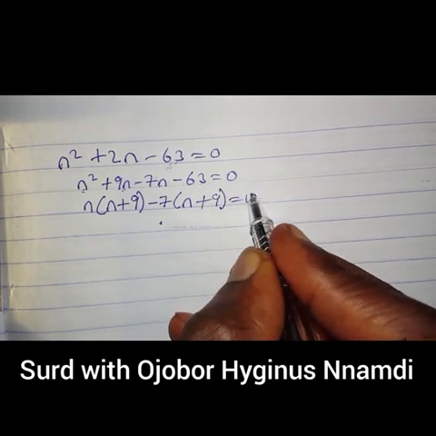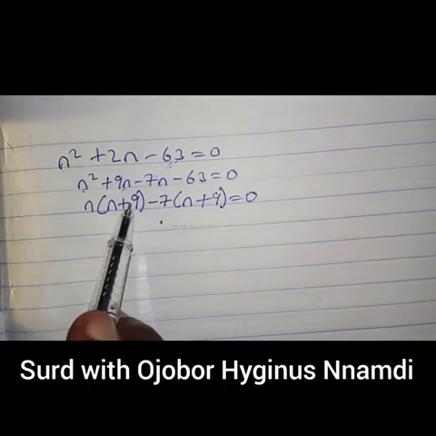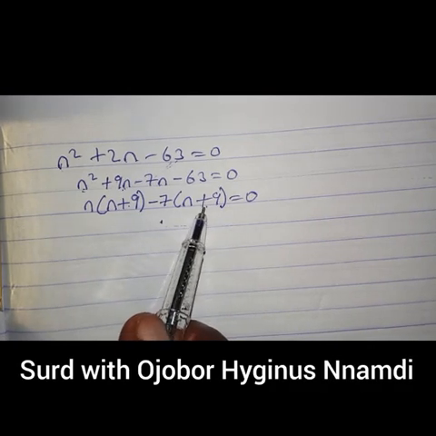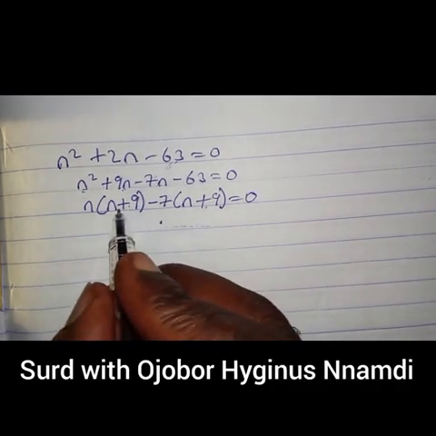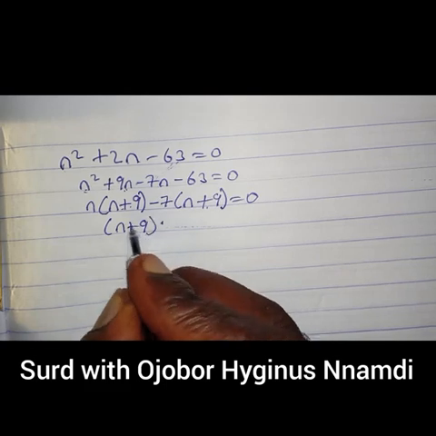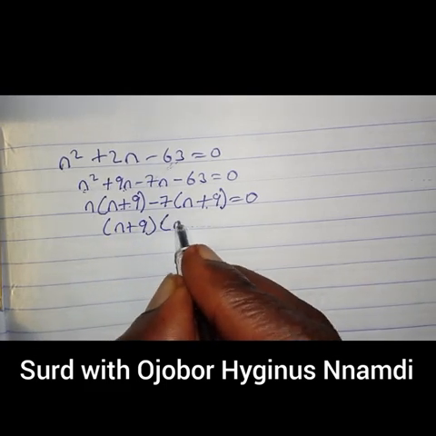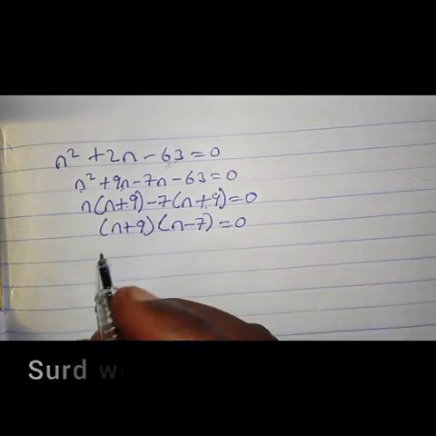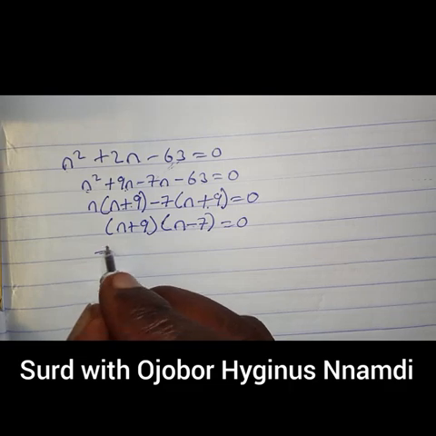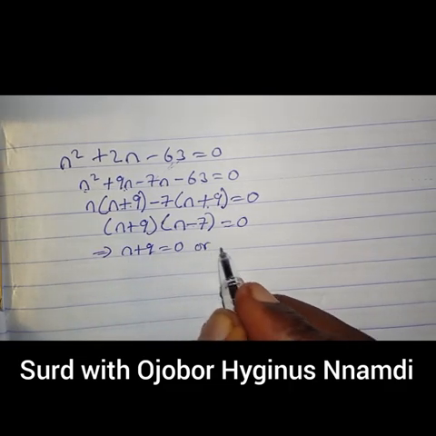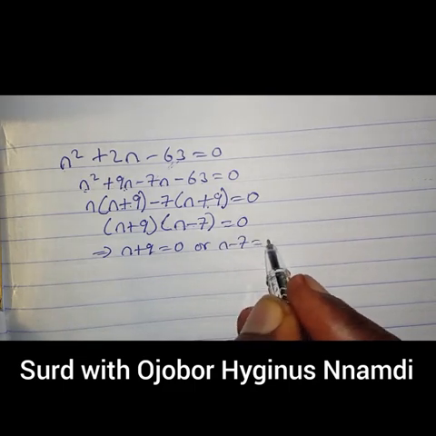In factorization, you must ensure that what you have in the first bracket is the same as what you have in the second bracket. If it is not so, then you are not getting it right. Because when you do that, we are just going to pick one out of the two brackets and then pick the one outside the bracket to form the second bracket. n plus 9 times n minus 7 equals 0. And then this implies that n plus 9 is equal to 0, or n minus 7 is equal to 0.